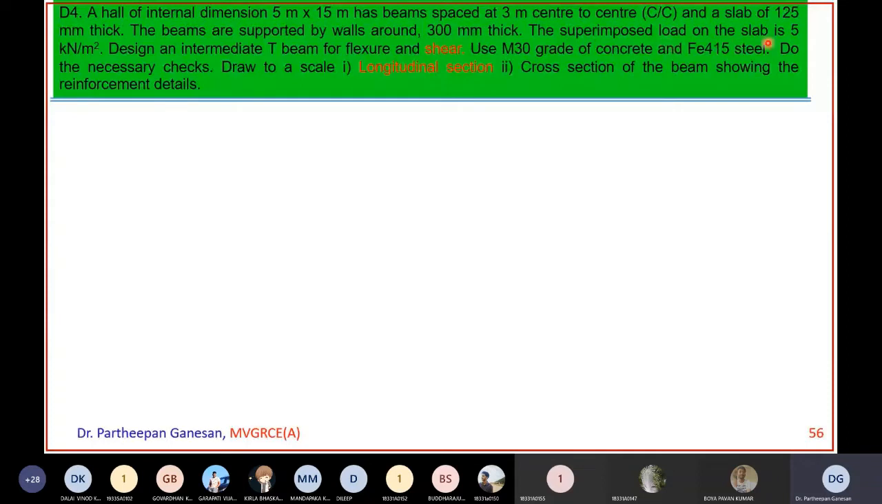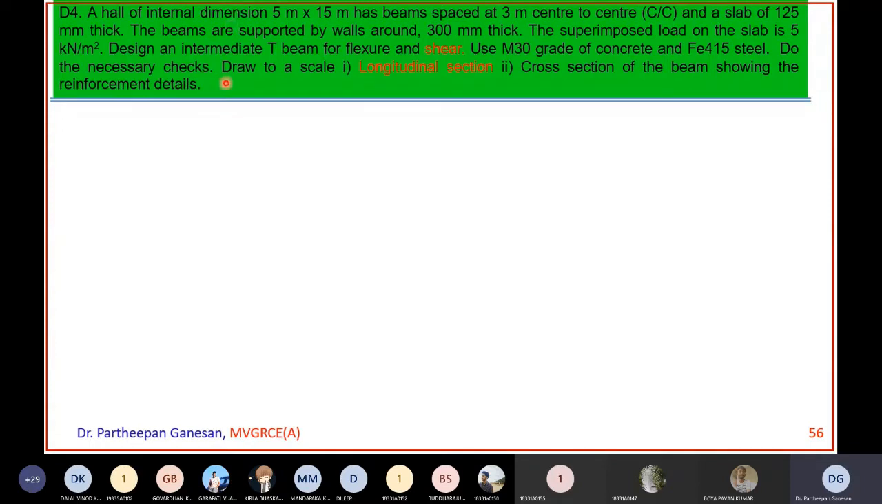The superimposed load on the slab is 5 kilonewton per meter square. Please note down the unit, kilonewton per meter square. Design an intermediate T-beam for flexure and shear. The shear topic will come in the next unit, so that's why it is marked in red. So right now we will design only for flexure. Flexure means bending moment, the maximum factored bending moment, which we will design for. Use M30 grade of concrete and Fe415 steel. Do the necessary checks. Draw to a scale longitudinal section and cross section of the beam showing the reinforcement details.